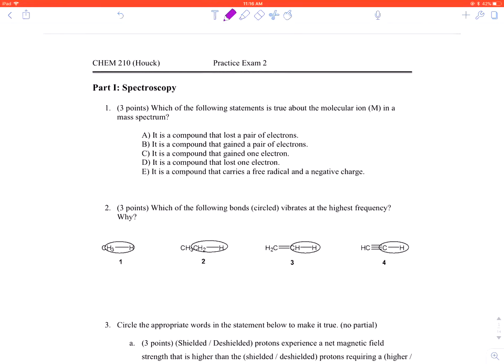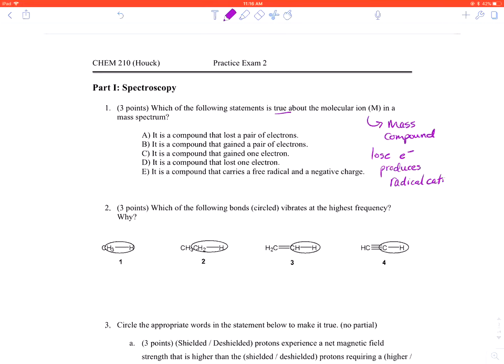All right, question one, part one on spectroscopy. Which of the following statements is true about the molecular ion in a mass spectrum? So the molecular ion, of course, gives us the mass of the compound, and this compound, upon injection into the mass spectrometer, gets bombarded with high energy electrons, and that bombardment will cause the ion to lose an electron, typically from a lone pair or pi bond first, and then that produces a radical cation.